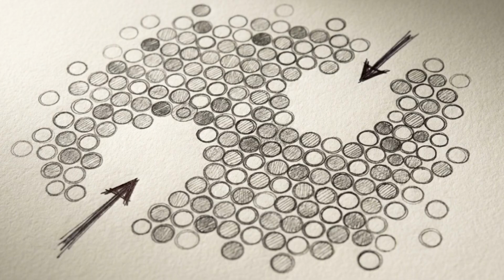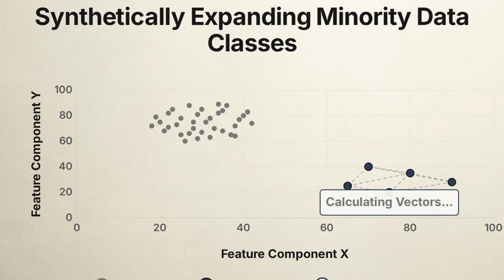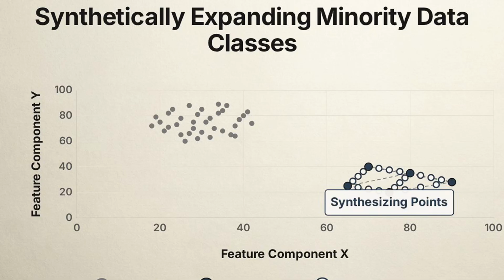An alternative imperative is to work in the opposite direction. Instead of deleting the majority, engineers synthetically expand the minority. SMOTE, synthetic minority oversampling technique, is a primary method designed to balance class distribution. It relies on mathematical interpolation, calculating the geometric distance between existing minority points to spawn entirely new, statistically valid data points along those vectors rather than duplicating records.